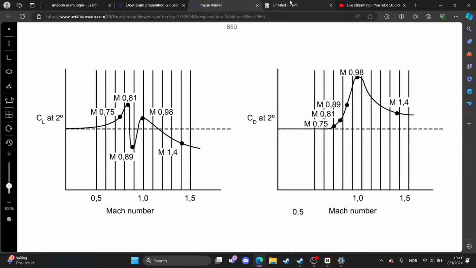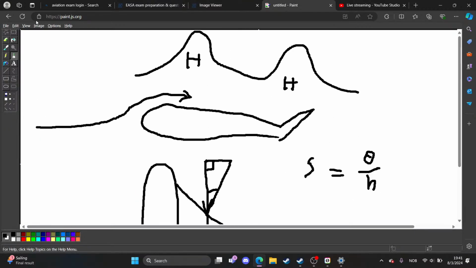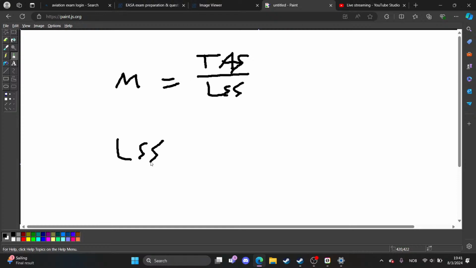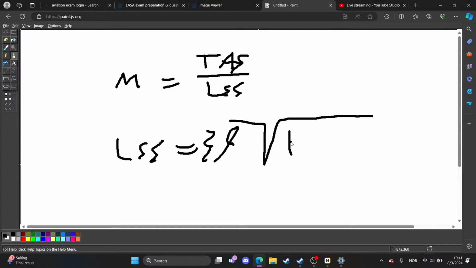No, I need to write the formula down. Okay, so Mach number equals true airspeed divided by local speed of sound. Local speed of sound equals 39. That's a horrible 39, but whatever. And then you got Kelvin. No, whoops.